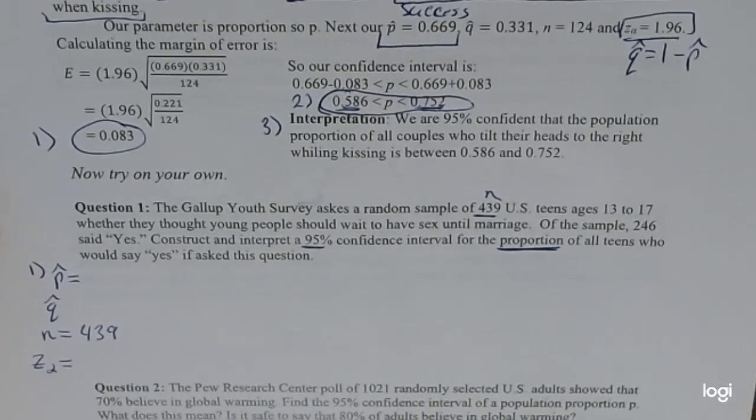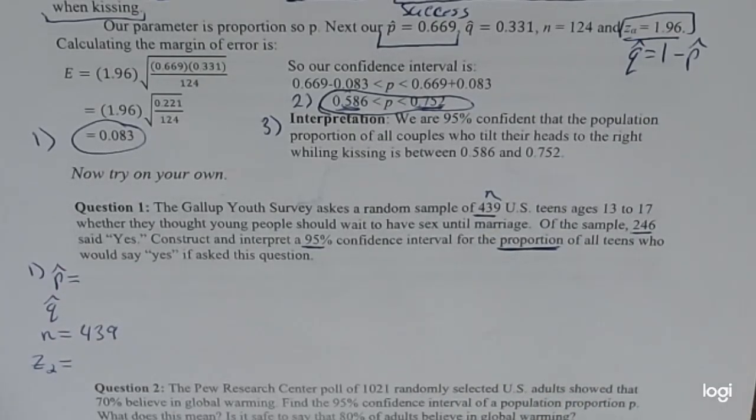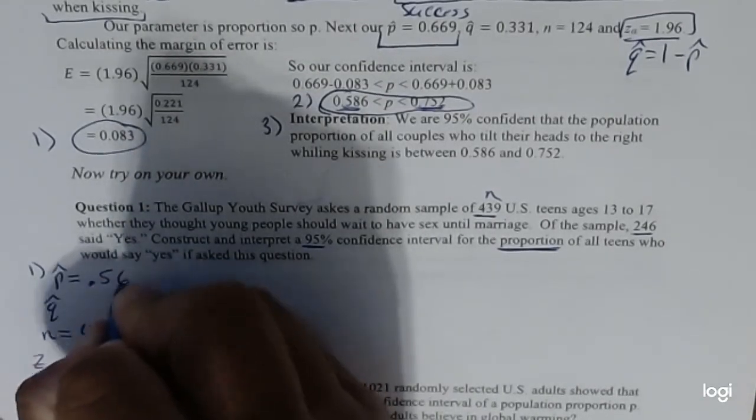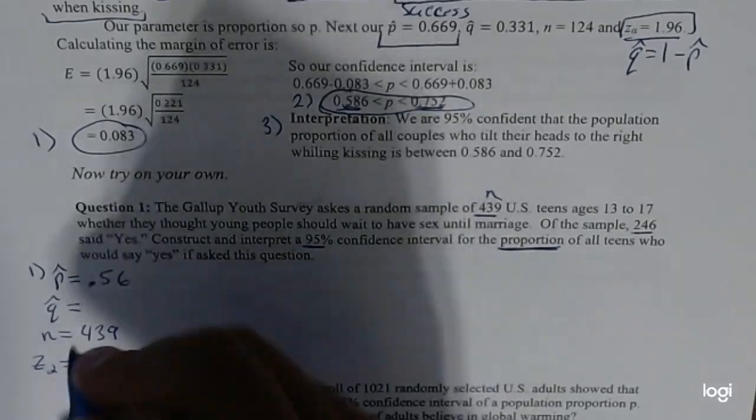Now p hat is success. So what is the proportion of teens who said yes to this question? Remember, proportion is a percentage, a decimal, or a probability. Well, 246 out of 439, so we just divide them. 246 divided by 439 roughly gives us 0.56. Therefore, to find q hat, we just do 1 minus that, which gives us 0.44.